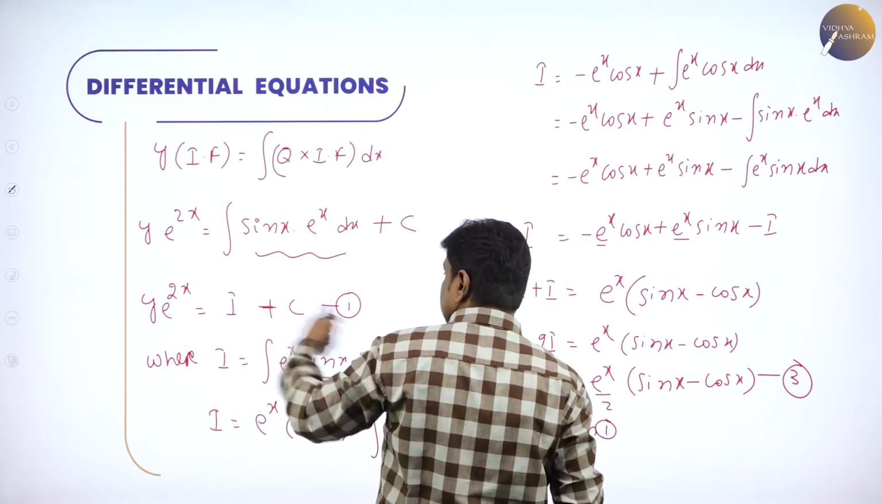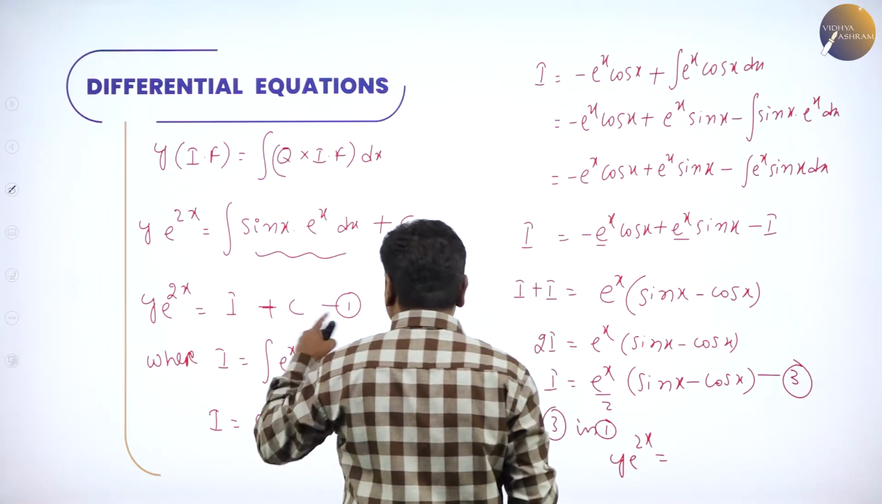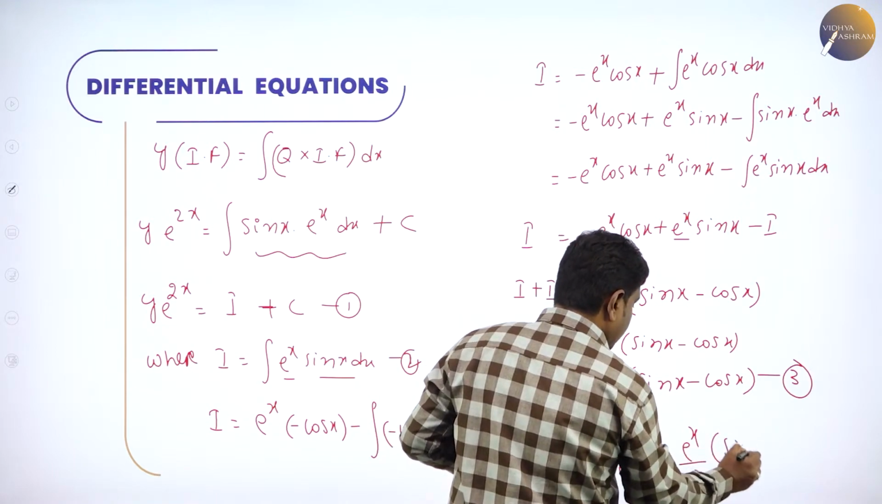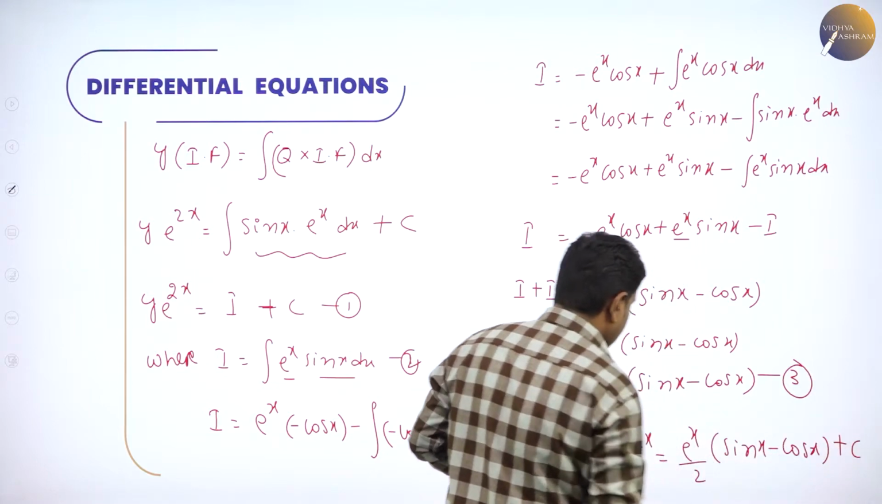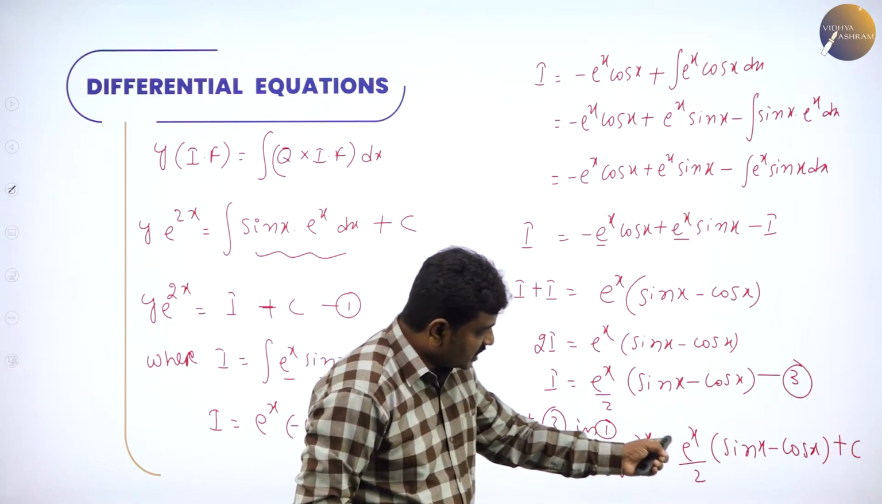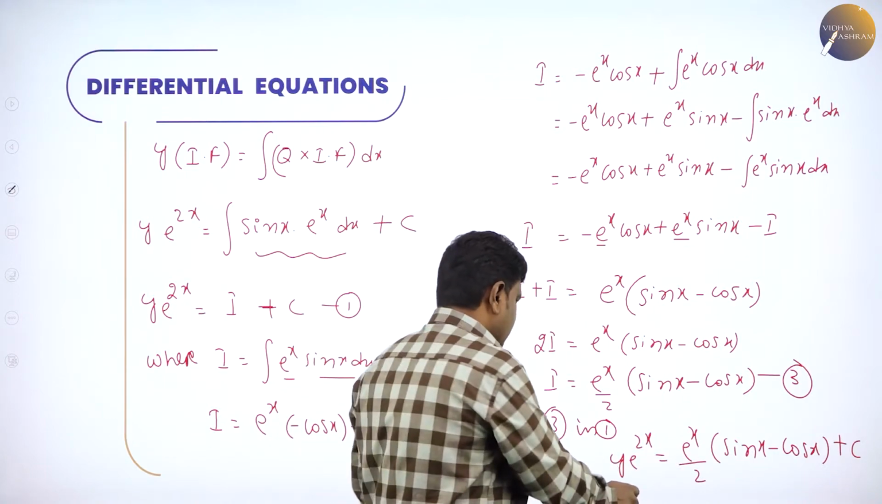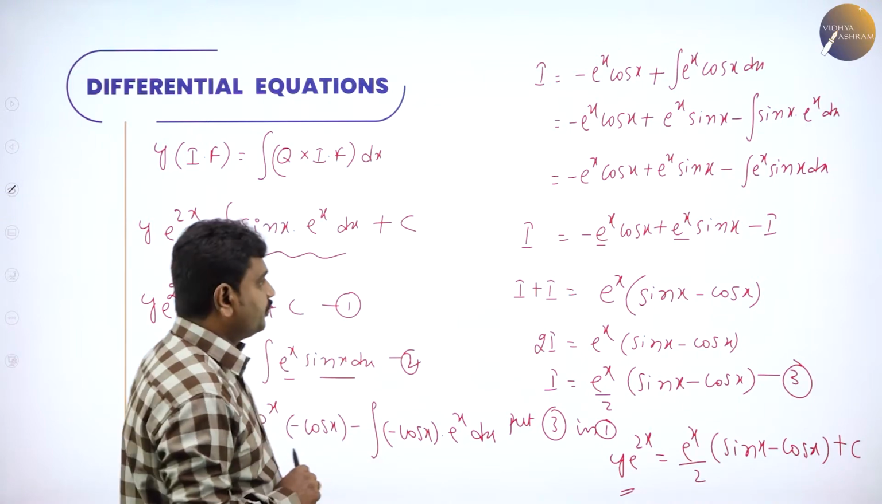So what is 1? y into e^2x is equal to I plus c. What is I? e^x by 2 (sin x minus cos x) plus, finally we should write c. And further e^2x you can transfer that side, it will become divided by, and simplify, or leave it here, not an issue, it's in standard form. I hope all of you got this.